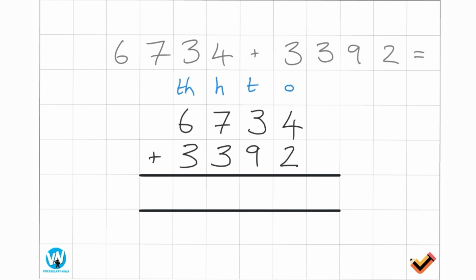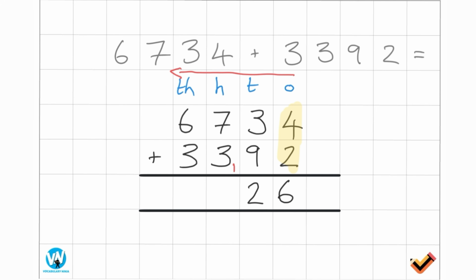We're going to start in the ones column, and after that, we're going to work from left to right. Okay. So we're starting in the ones column. 4 add 2 is 6. 3 add 9 is 12, which means we're going to carry 1 again.